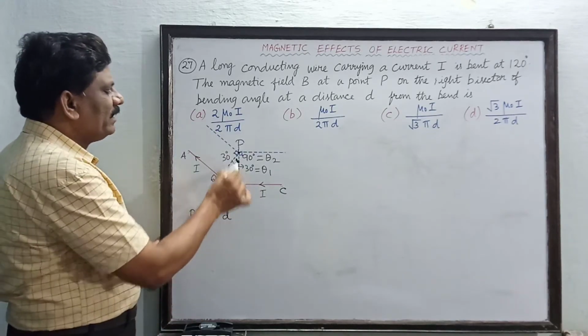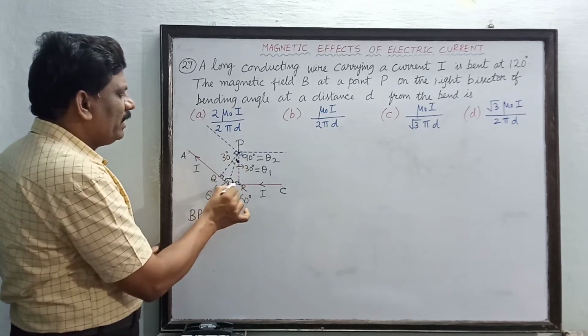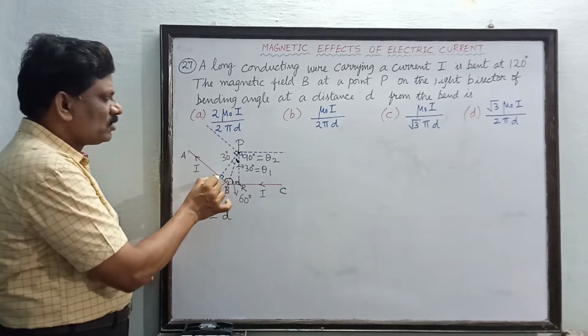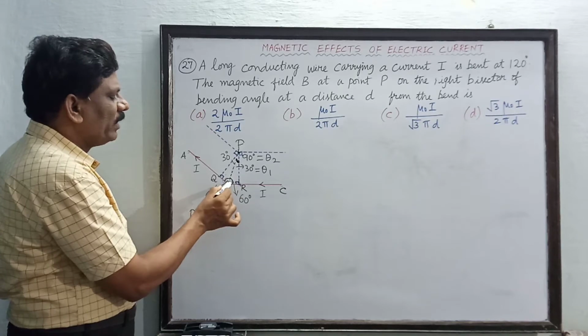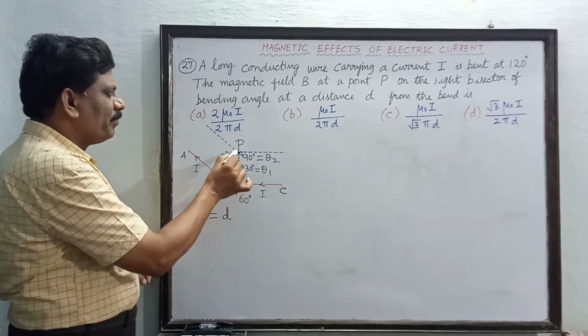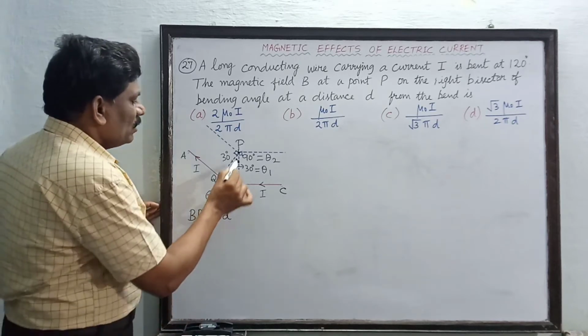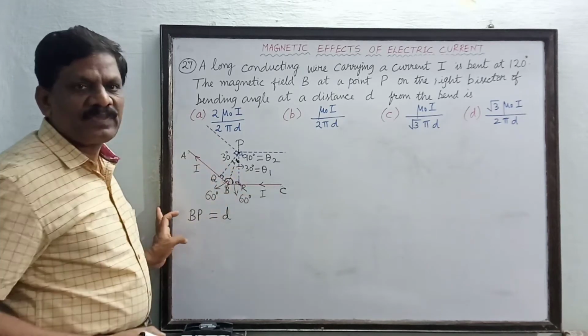Now you can see the right angled triangles PBR and PBQ, so that these two angles are 90 degree and already these two angles are 60 and 60 because PB is bisecting 120 into two equal halves. So the third angle of these two triangles must be 30 degree.